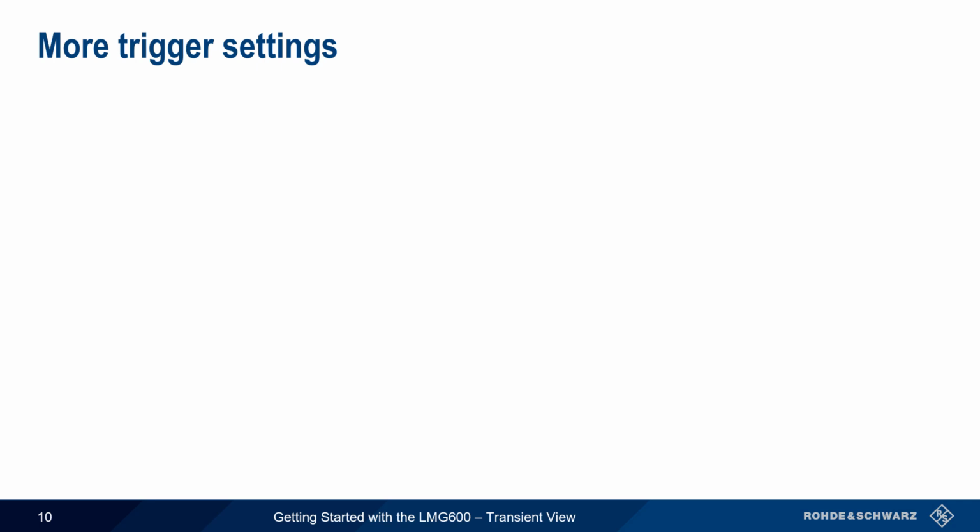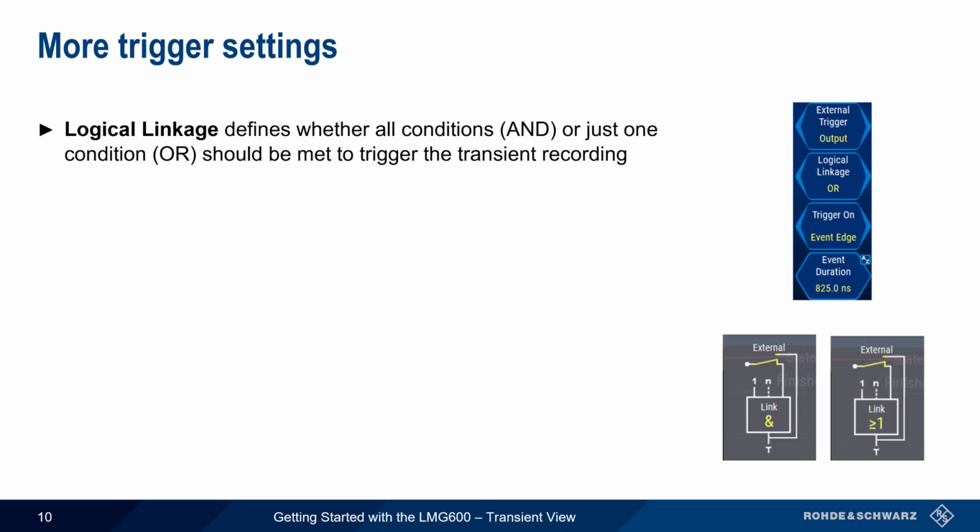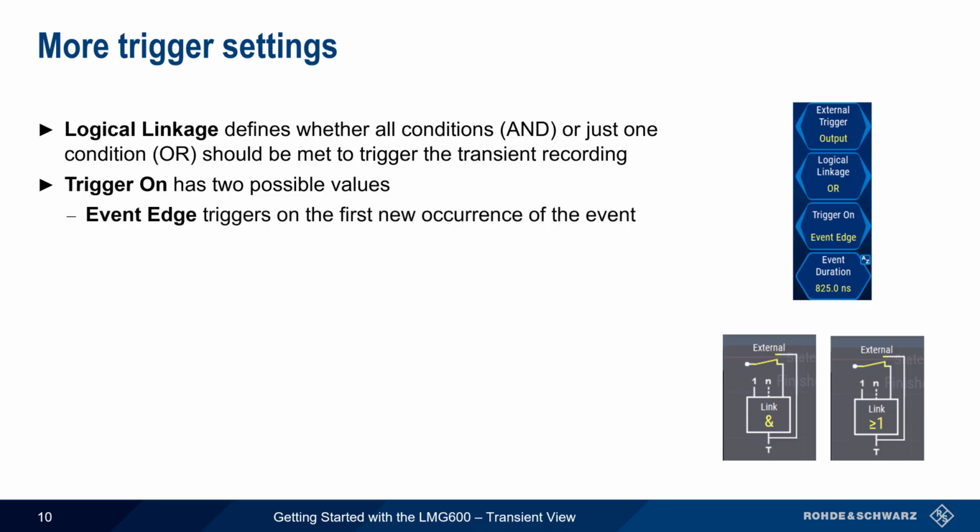Under More Trigger Settings, logical linkage defines whether triggering occurs when all conditions are met simultaneously, that is a logical AND, or when only a single condition is sufficient, a logical OR. The Trigger On parameter has 2 possible values. The first is Trigger Edge, in which the trigger point is the first new occurrence of the trigger condition.